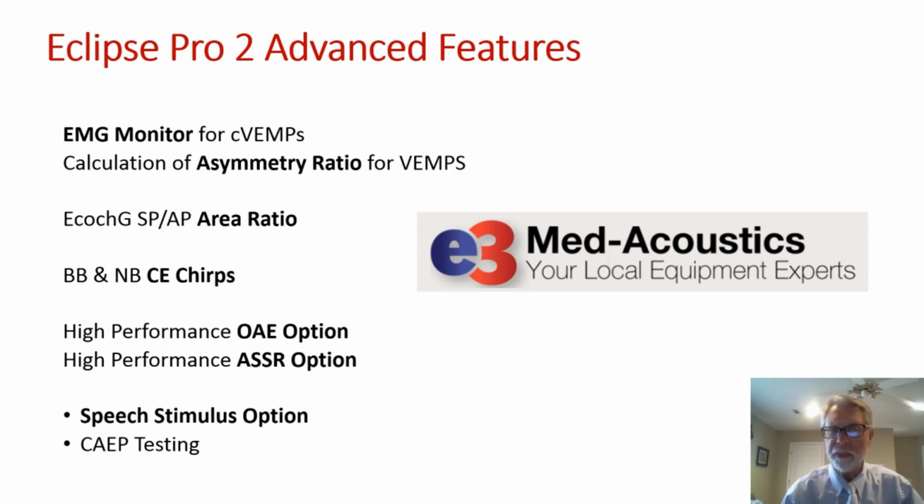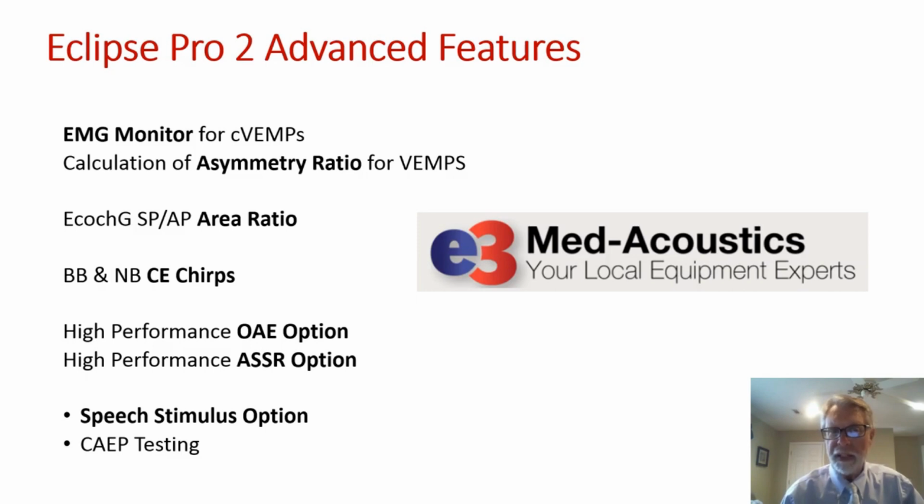Besides having clicks and tone bursts, the Eclipse also has broadband and narrowband CE-Chirps, and I'll show you in a few minutes the advantage of having those, especially for the clinics that are doing threshold testing, and that includes frequency-specific threshold testing.